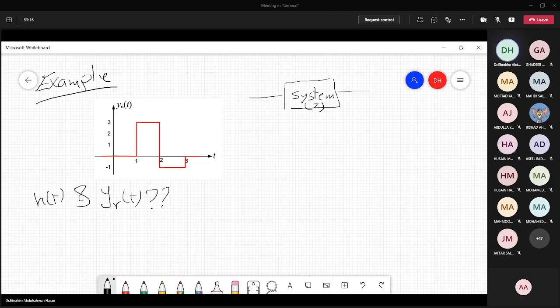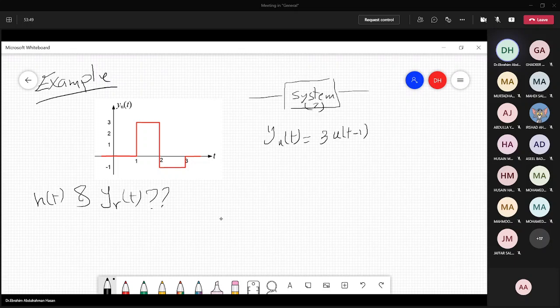Okay, and also plot it. So h of t. To find h of t, the best way is to rewrite y u of t in singularity function. So what do we have here? It is a step at 1. So we have 3 minus 1, 3 minus 0, so it's 3 u of t minus 1.